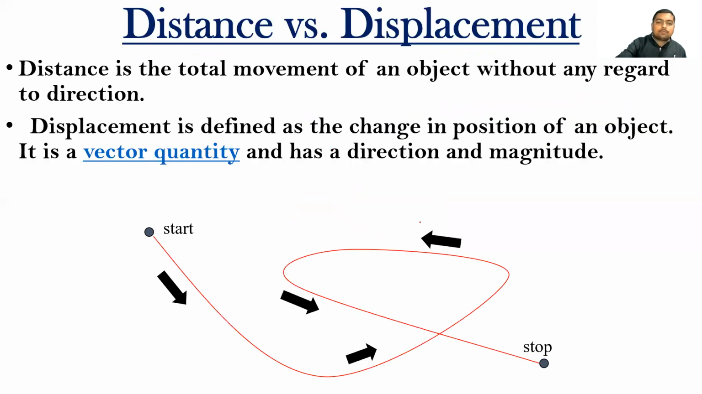Okay. Now we are going to talk about distance versus displacement. What is the distance? Distance is the actual length or actual distance which we travel. Distance is simply defined as the actual length which we travel. Okay. But what is the displacement? Displacement is the difference between the initial point and final point, start or end point. Okay. Now take an example.